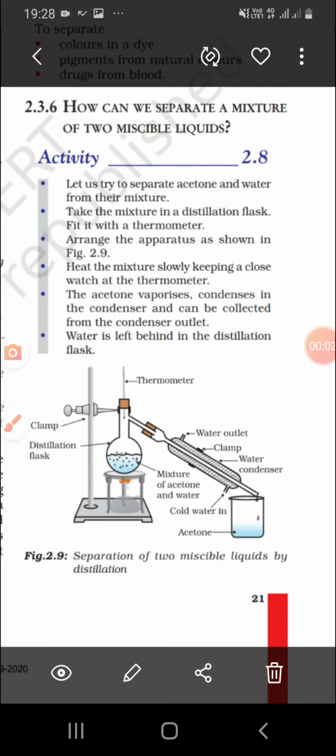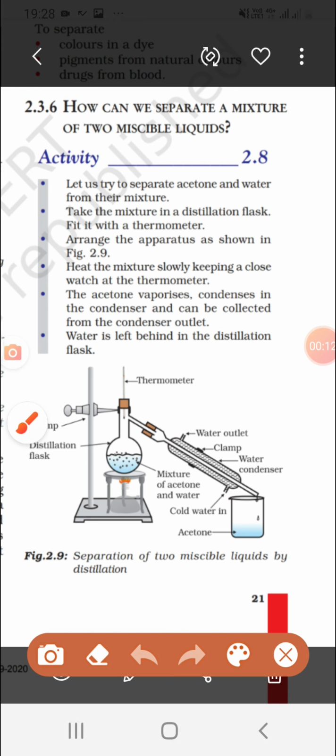By this method, we can separate a mixture of two miscible liquids. Two miscible liquids means liquids which are mixed with each other. So if we want to separate a mixture of two miscible liquids, then we will use a technique. That technique is known as distillation.